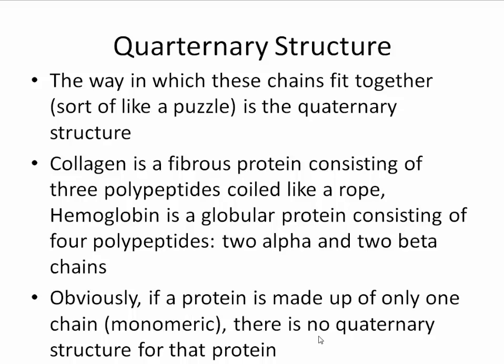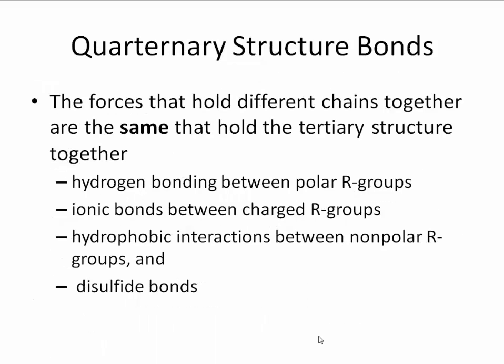Collagen is a fibrous protein and has three polypeptides, and they're coiled like a rope. They look like a rope. Hemoglobin is a globular protein and has four polypeptides, two alpha and two beta chains. And some proteins, if they're only made out of one chain, then of course there's no quaternary structure for it.